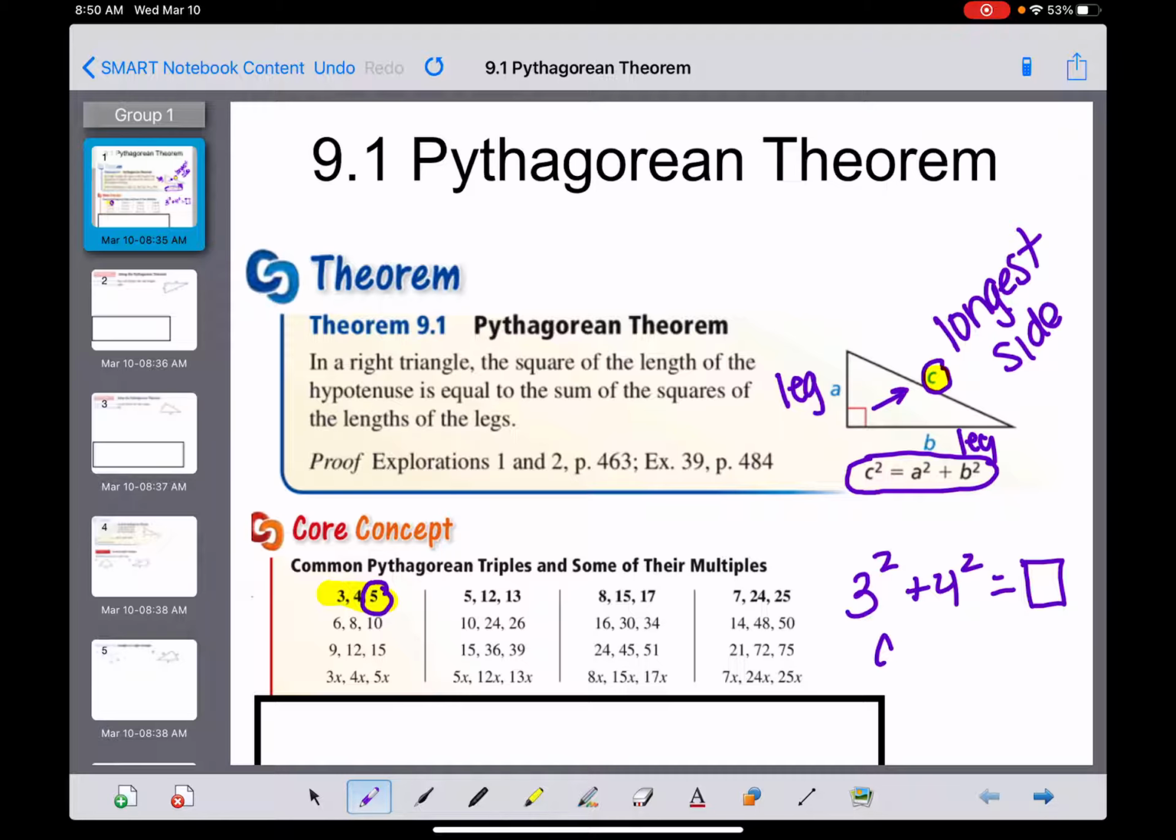So 3 squared is 9, 4 squared is 16. That's going to give me my hypotenuse. When I add 9 and 16 together, I get 25. That is equal to c squared. 25 is a perfect square. So when I take the square root of both sides, I get a whole number of 5. So Pythagorean triples have that special name because when you take the square root of that value, it ends up being a perfect square.